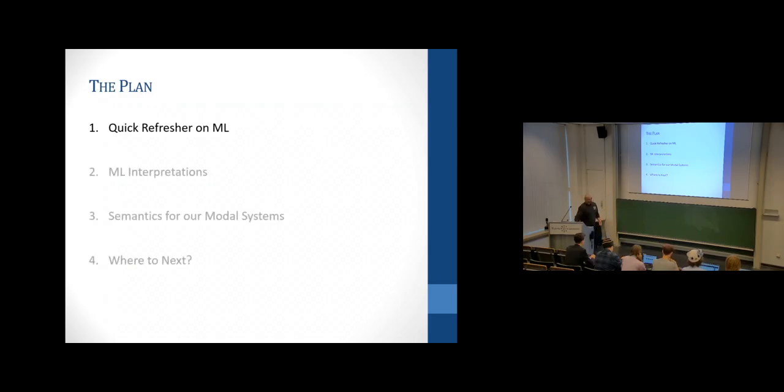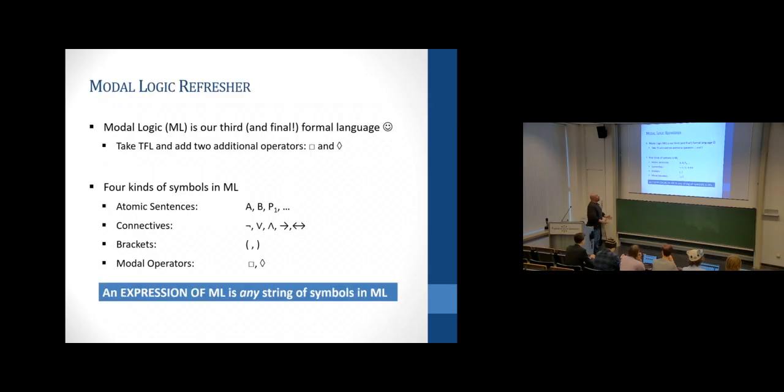We'll start with a refresher on ML. And again, this is just to remind you, hey, there's this third formal language. So ML is basically TFL with a little bit more bells and whistles. In TFL, there were 3 kinds of symbols. We had atoms, connectives, and brackets. In ML, we have 4 kinds of symbols.